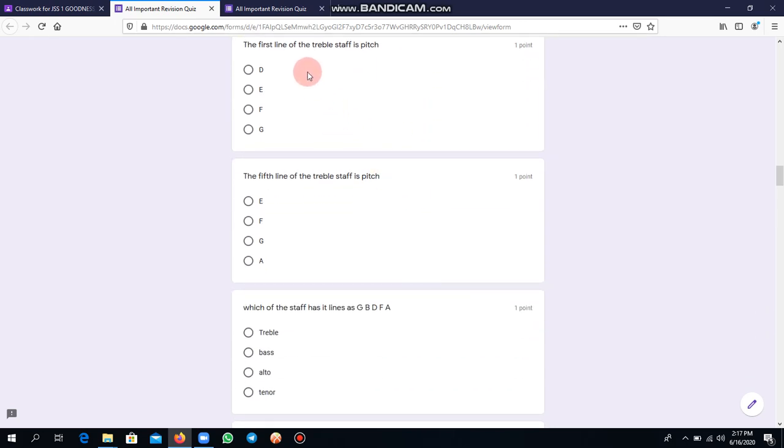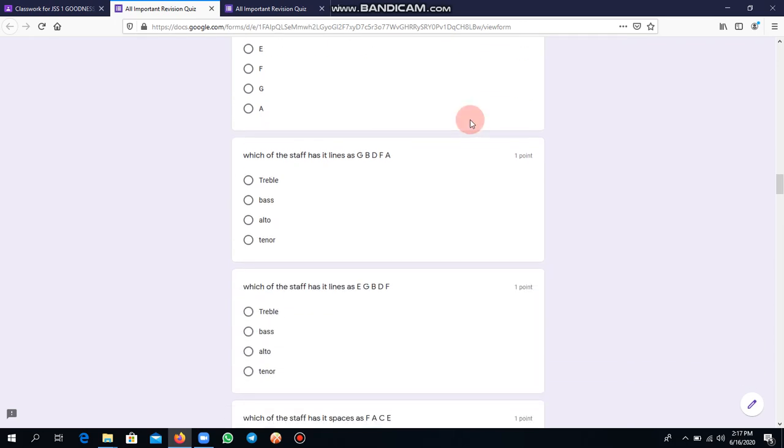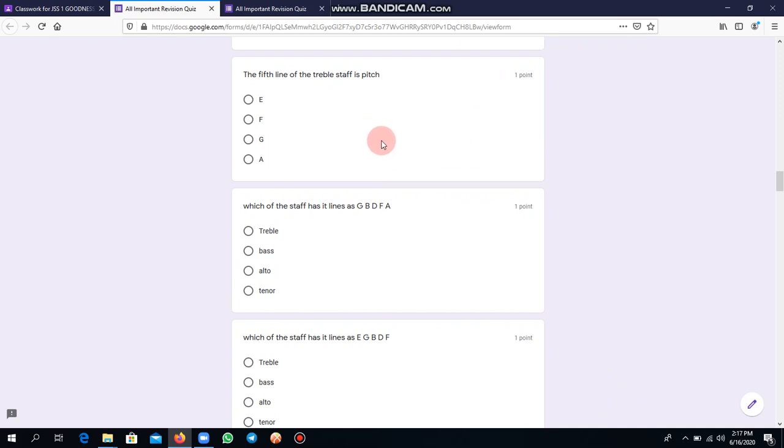Correct. Okay. The fifth line of the treble staff is pitch what? The first line of the treble staff is E. Let me do that again. E first line, F space, G second line, A space, B third line, C space, D fourth line, E space, then F, the fifth line. From there, you will get that very well. It's a question and answer session, and then you should be able to move on.